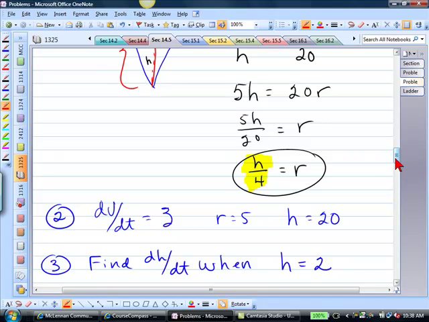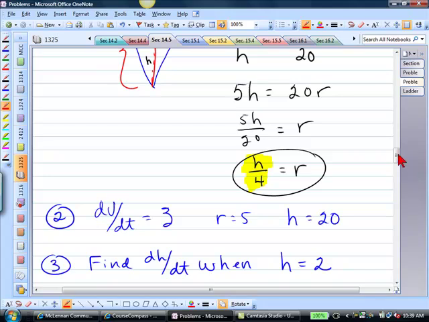Filling it, water's coming in at a rate of 3 cubic meters per minute. So do we agree that the volume inside this cone is changing at 3 cubic, whatever. I don't put the units. I forget that. We also know that the radius is 5 and the height is 20 up there at the top.